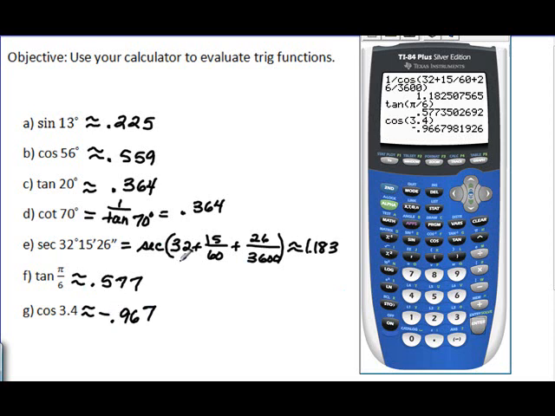Okay, so it's pretty easy to use the calculator. You just have to be mindful of what mode the calculator is in, and you also have to know those reciprocal identities so that you know how to enter cosecant, secant, and cotangent.